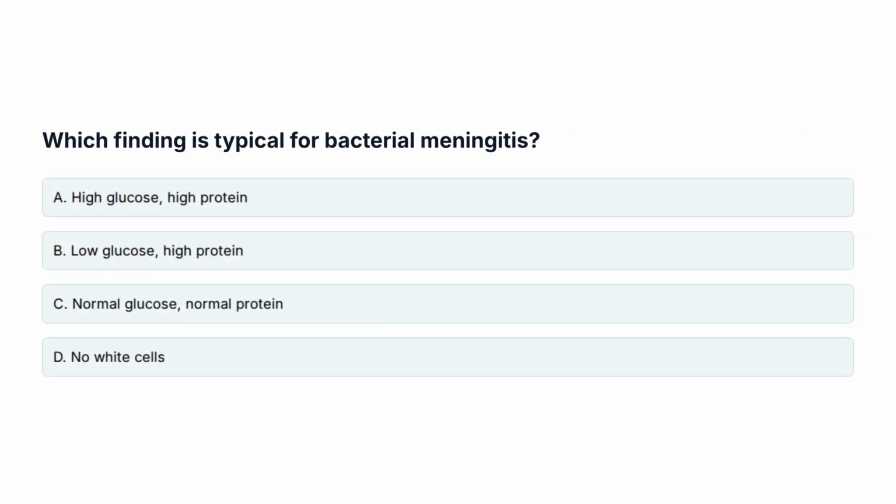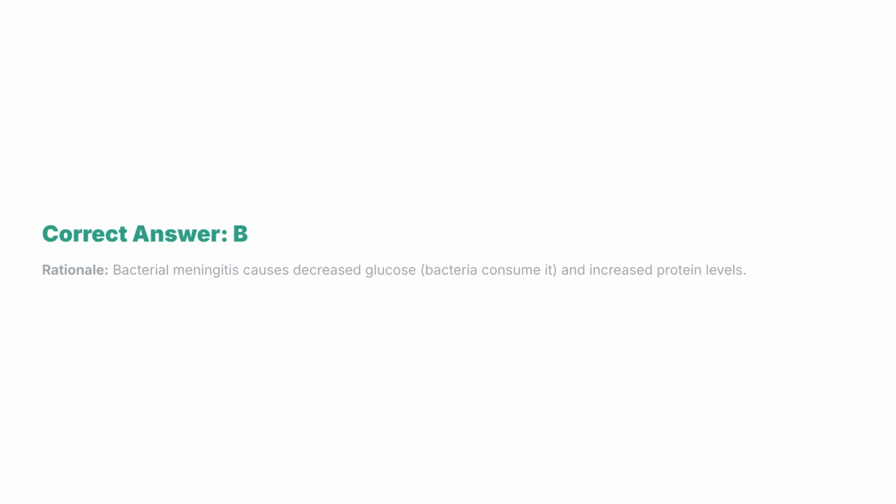Which cerebrospinal fluid finding is typical for bacterial meningitis? The correct answer is B. Bacterial meningitis typically results in low CSF glucose as bacteria consume the sugar, and elevated protein levels.